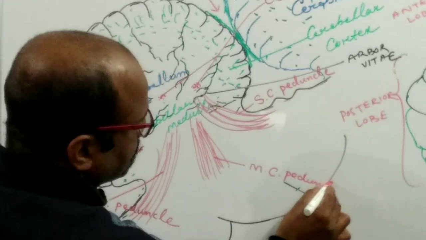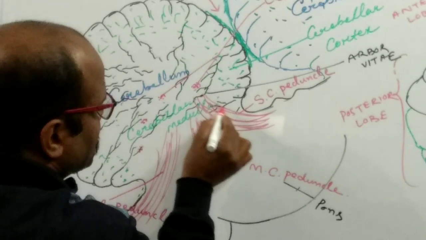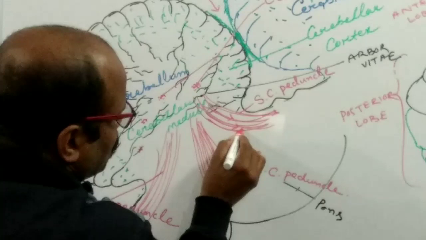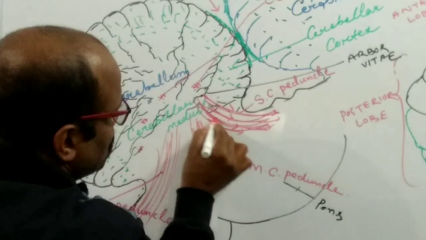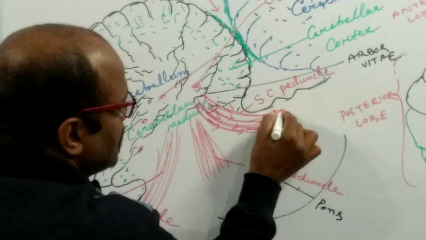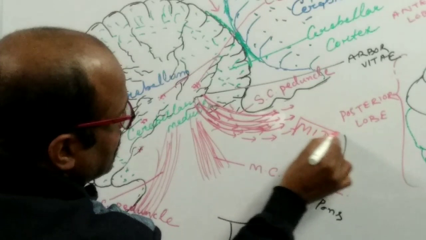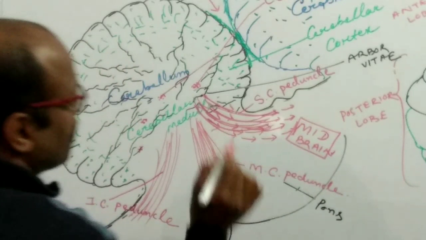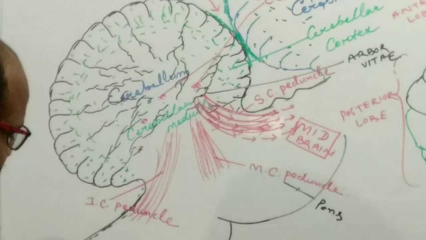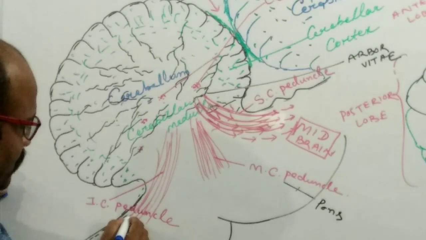The superior cerebellar peduncle contains the motor fibers, which carry the motor commands from the cerebellum to the midbrain. This region is the midbrain. This is the inferior cerebellar peduncle.